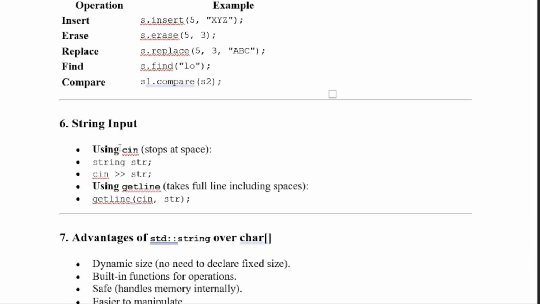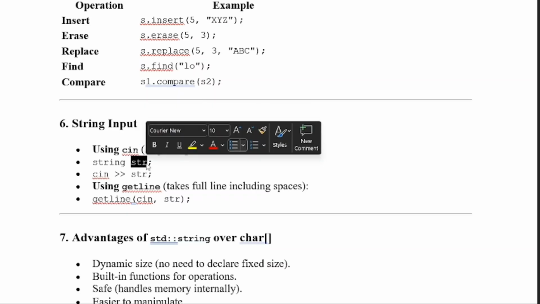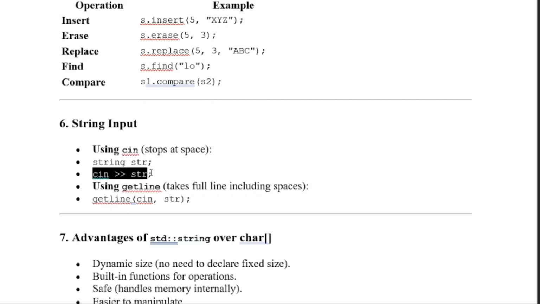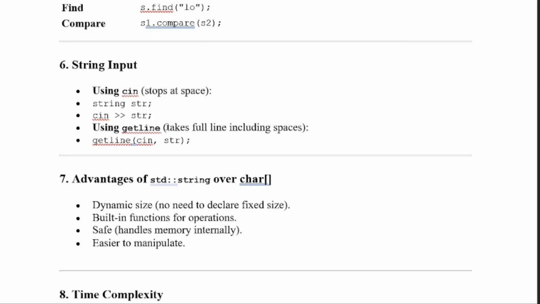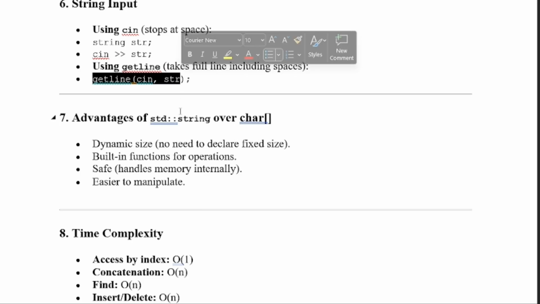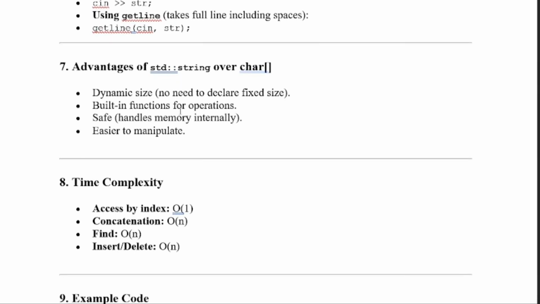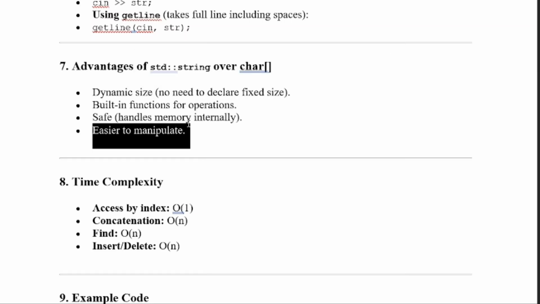Now we discuss how to take input in a string. By using cin, first we need to make a string variable, then we just write cin str. By using this, we are taking input in a string. Using getline, we take the full line including spaces. So you can see the syntax of getline. Advantages of string over character array: dynamic size, built-in functions for operations, and it is safe and easier to manipulate.